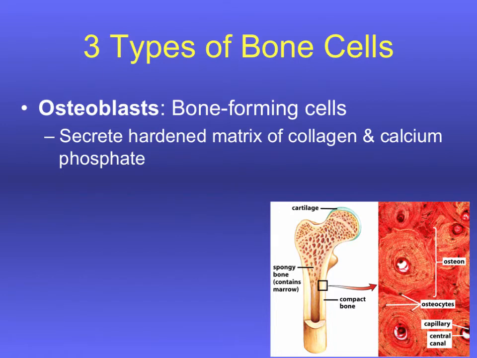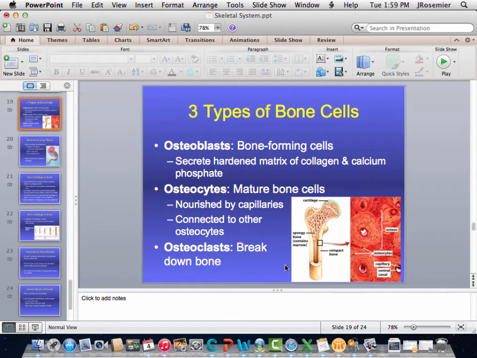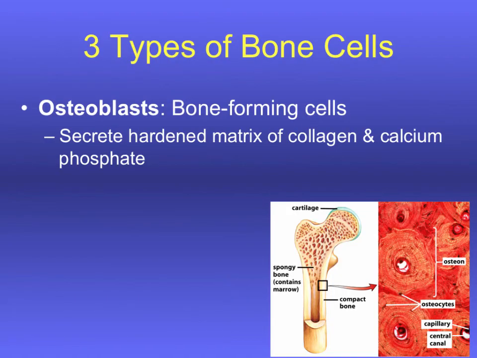As far as bone cells, there are three main types of bone cells. There are osteoblasts, which are the bone-forming cells. They are like the pre-bone cells. These are the ones that begin to secrete the collagen and the calcium phosphate into the bone itself.